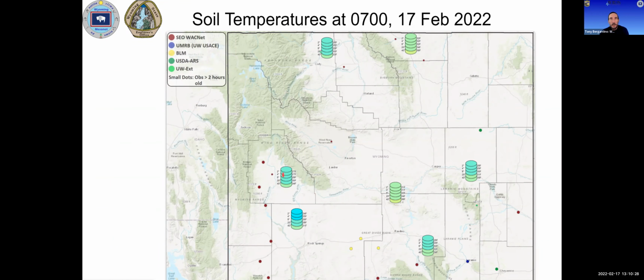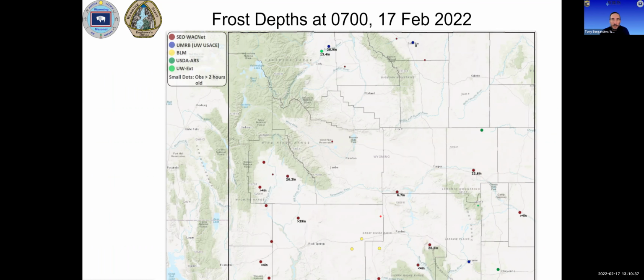And from this stacked profile, on these stations where we have the multiple depths, we can calculate a frost depth. And that's what we're showing here. 3 of the stations actually have frost depths that are 2 feet or more. And this one here at Farson is showing that the depth is down over a meter.